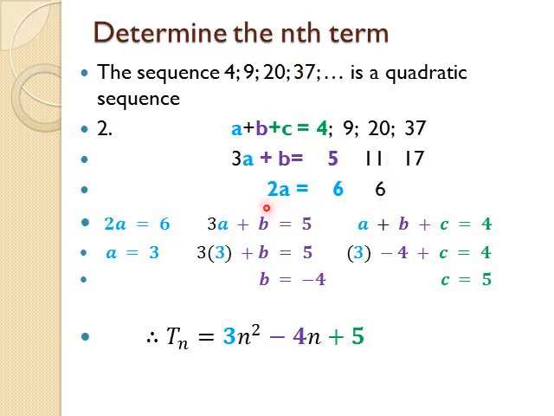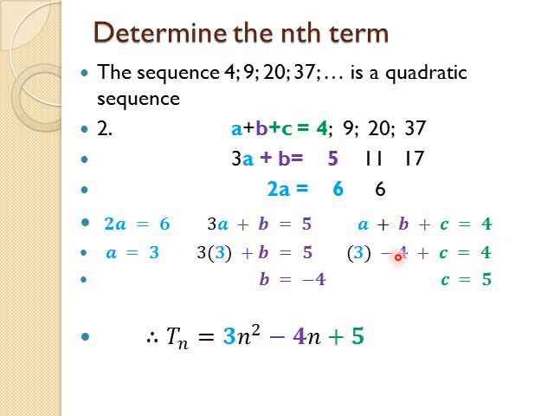To find the general term, we'll always say 2a equals the first term of the second difference, 3a plus b equals the first term of the first difference, and a plus b plus c equals the first term of the quadratic sequence. So 2a equals 6, 6 divided by 2, a equals 3. 3a plus b equals 5, so in place of a, 3 times 3 gives me 9. If I take it over, 5 minus 9, positive becomes negative, so b equals negative 4. There a is 3, b is negative 4, and c there, as you can see, 4.